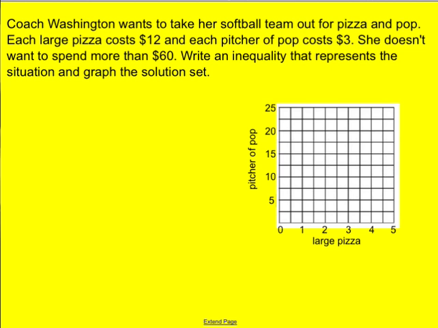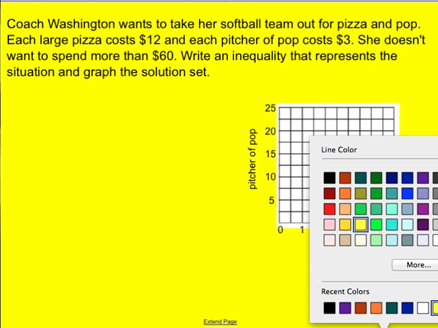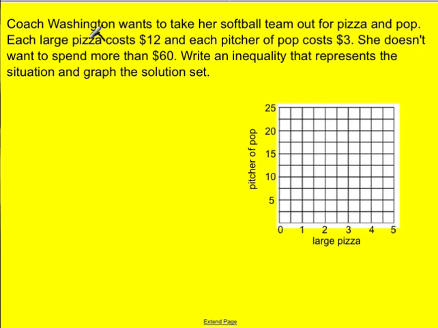Okay, let's take a look at our next problem. So taking a look at number 4, Coach Washington wants to take her softball team out for pizza and pop. Each large pizza costs $12. So I'm going to let this be represented by X. Each pitcher of pop costs $3. I'm going to let that be represented by Y. Notice they labeled their axes down here. That's a good idea, just to keep things organized.